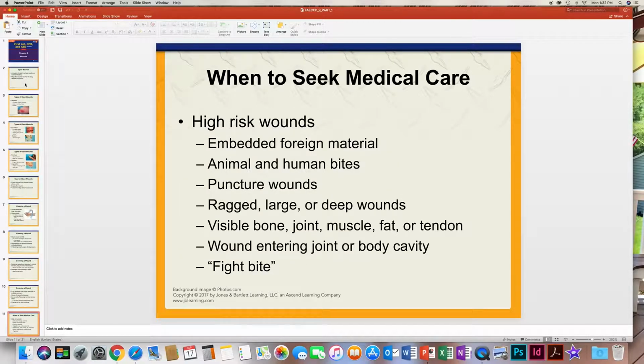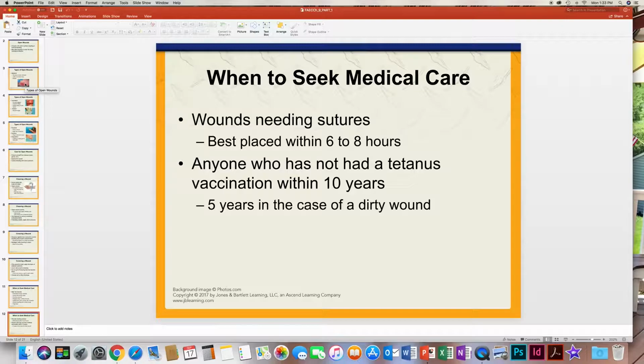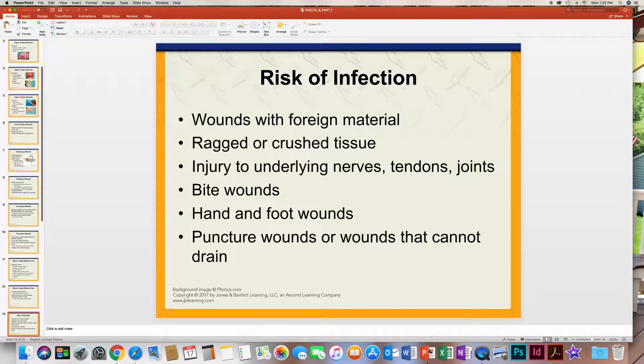You should seek medical care for high-risk wounds: something embedded, animal bites or human bites, puncture wounds, deep wounds, any visible joint, fat, tendon, muscle, and any wound entering the joint or body cavity. Also, wounds that need sutures are best placed within 6 to 8 hours. Anyone who has not had a tetanus shot within 10 years needs to get one, and if it's a very dirty wound, if you haven't had it in the last 5 years, you need to get a tetanus shot.